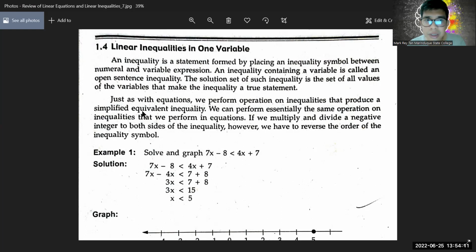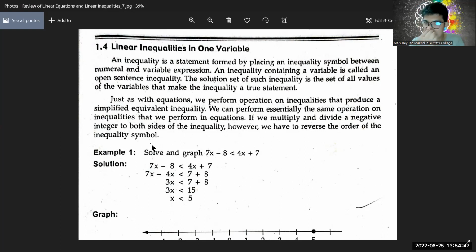Just as with equations, we perform operations on inequalities that produce a simplified equivalent inequality. We can perform essentially the same operations on inequalities that we perform in equations. It's just like what I said earlier. So class, please take note of this last sentence: that if we multiply and divide a negative integer to both sides of the inequality, we have to reverse the order of the inequality symbol.